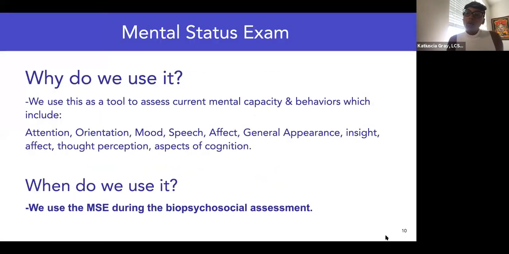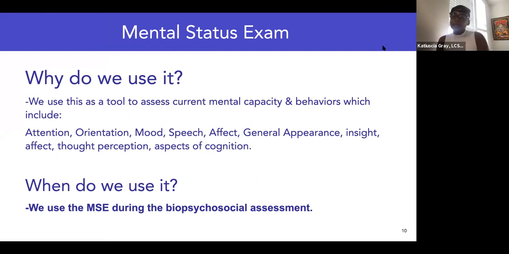Okay. Any questions so far about that? Because I want to dive into the mental status exam, and why it is important that we use it. I'm going to pull it out. Why we use it: I know a lot of us use it in our intakes. I know I do, because it is an important tool.